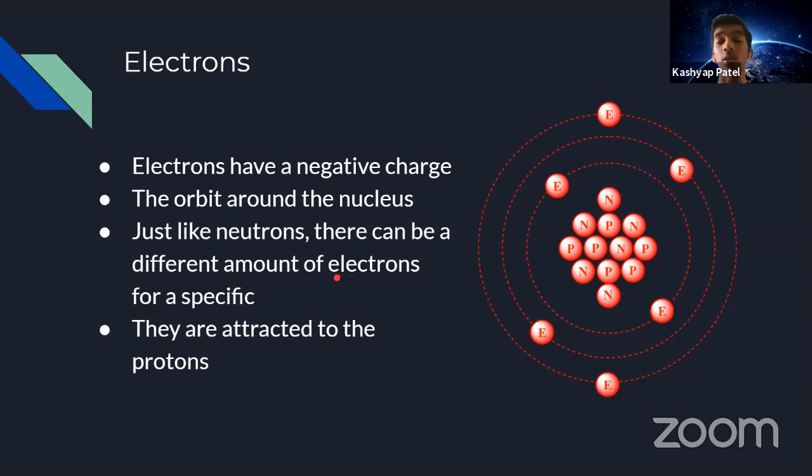And also, like neutrons, electrons can differ in the amount. A carbon atom doesn't need to have 6 electrons. It can have 7 or 5. But a carbon atom must have 6 protons. That's a must.